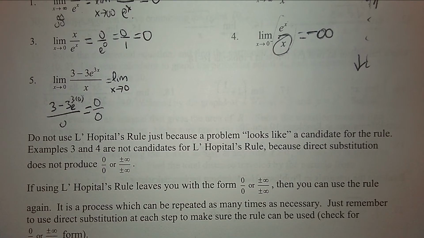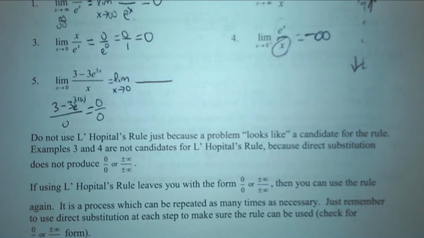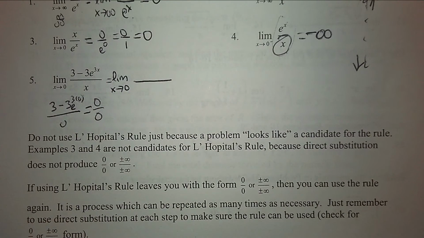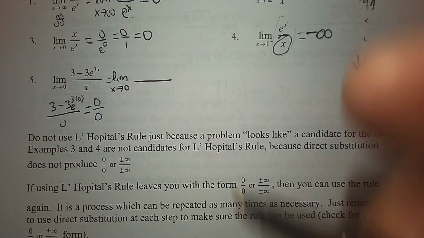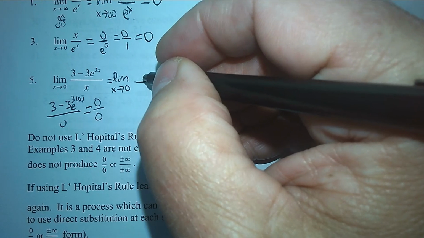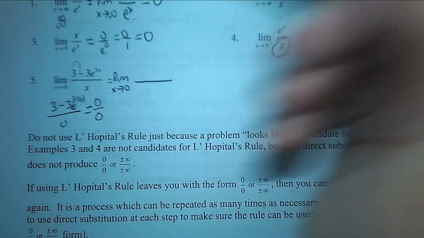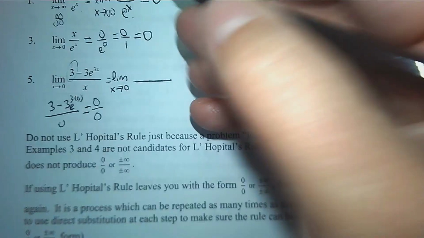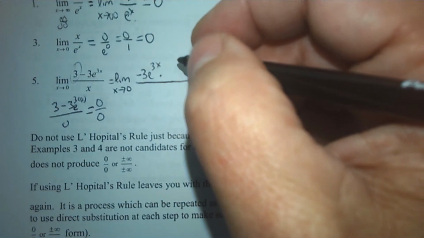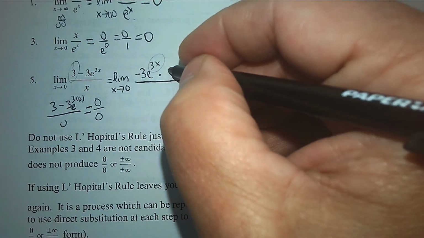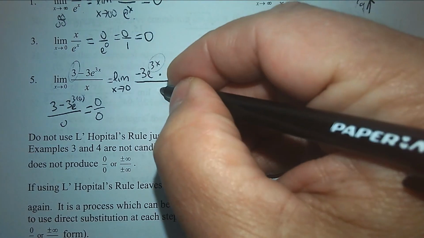What's the derivative of the numerator? What is the derivative of the numerator? Negative 3e to the 3x times 3. Right? What did you say? The derivative of 3 is 0, and e to whatever is e to whatever, right? So it's negative 3e to the 3x times, what's the hook? No, not ln. Derivative of the exponent, which is 3, and then derivative of x is 1.